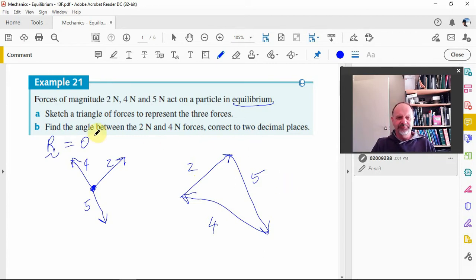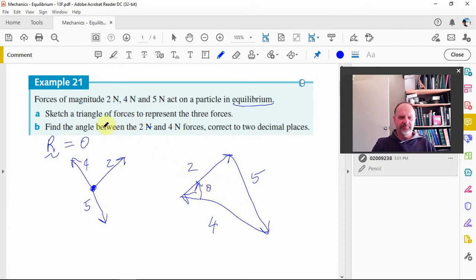Alright, so find the angle between the 2 and the 4 Newton forces. So we're interested in this angle in here. Alright, so we're asked to sketch, and now we've got to find the angle between these two.